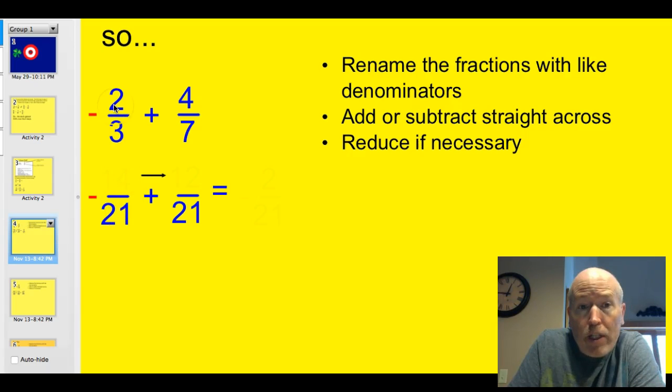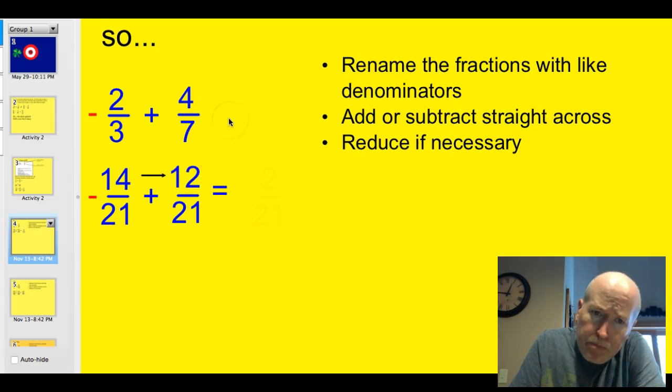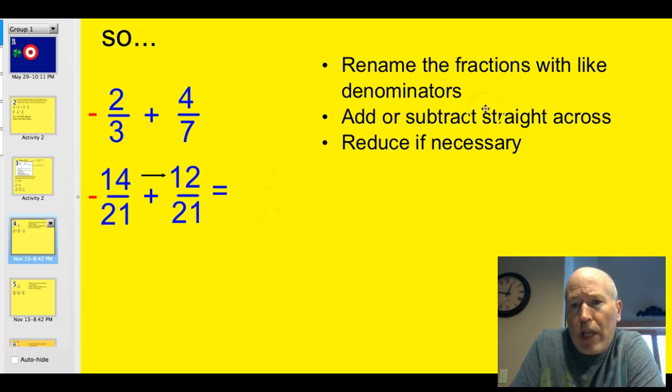All right, so in order to rename this 2/3, I have to take 7 times 3 to get to 21, so I have to take 7 times 2, which gives me 14. So I've renamed negative 2/3 as negative 14/21. I have to multiply 7 times 3, so I have to multiply 4 times 3. So now I've renamed 4/7 as 12/21. And just like the instructions said, the first thing is we rename those fractions with like denominators. Then we add or subtract straight across, and we'll reduce if necessary.